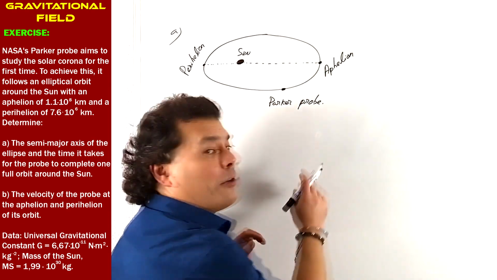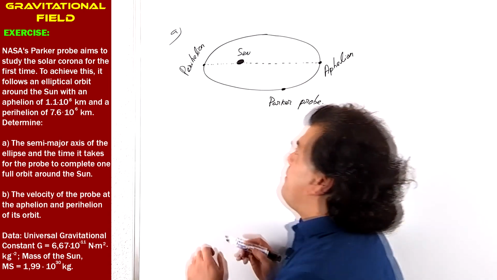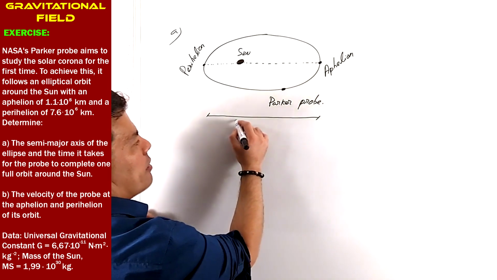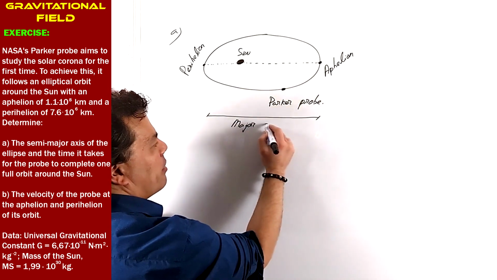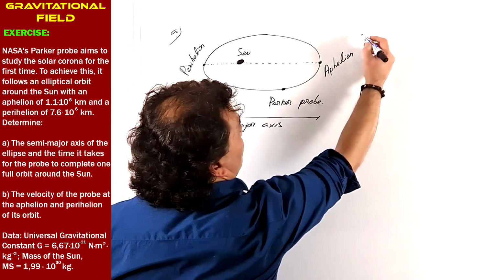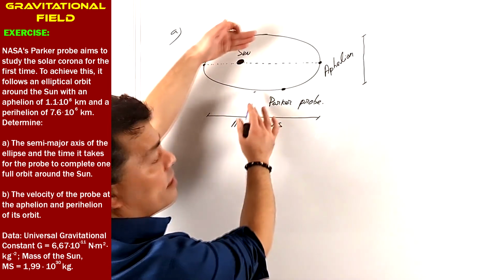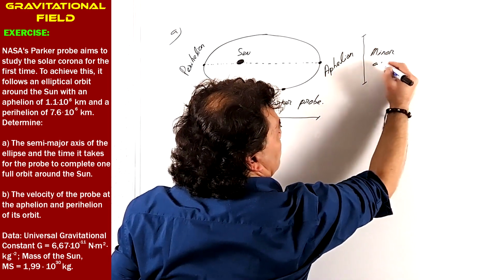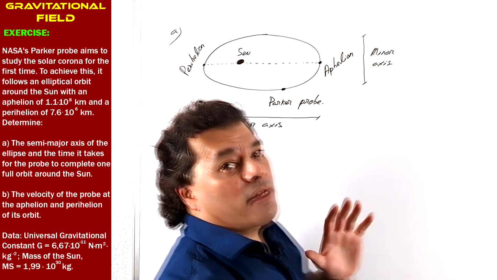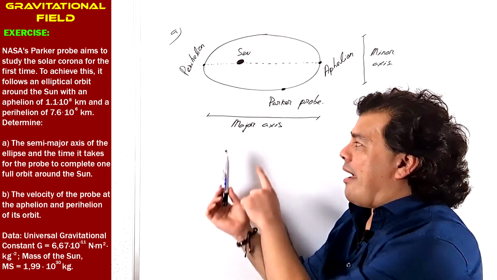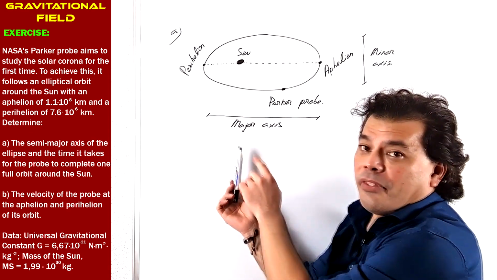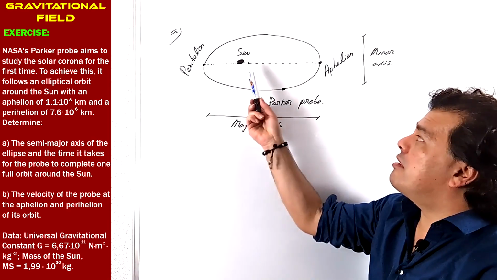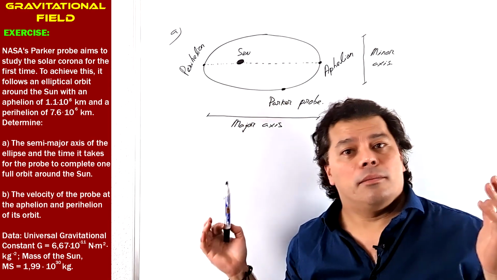And finally, the distance between the perihelion and aphelion is the so-called major axis. And the other one, this distance, is the so-called minor axis. And here we are asked to calculate the semi-major axis. What are we going to do? We are just adding the distance to the perihelion plus the distance to the aphelion and dividing it by 2.